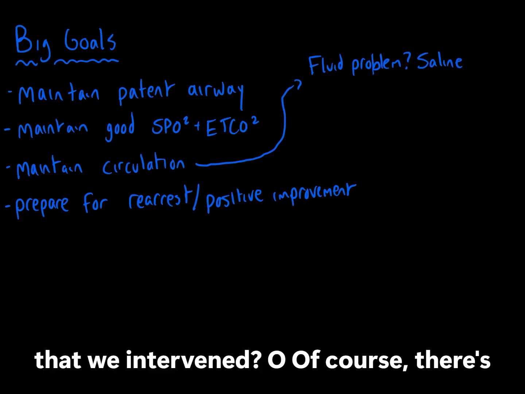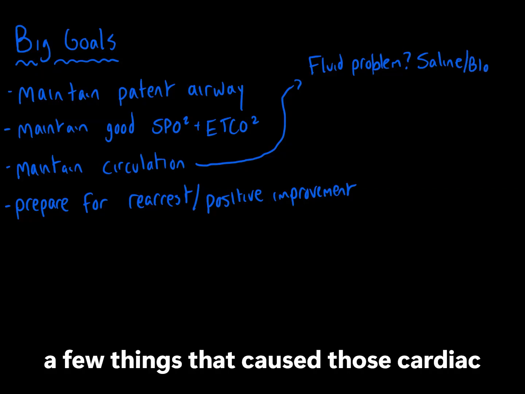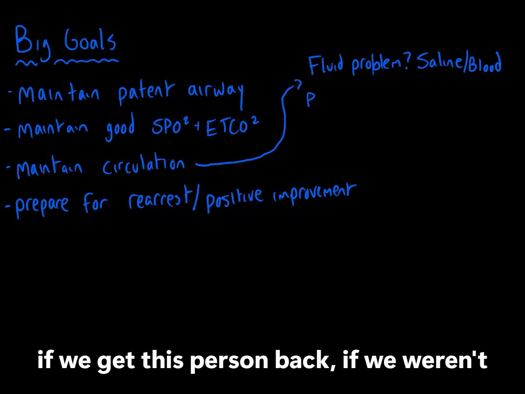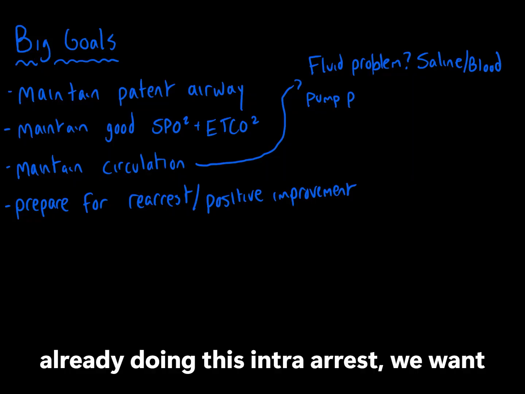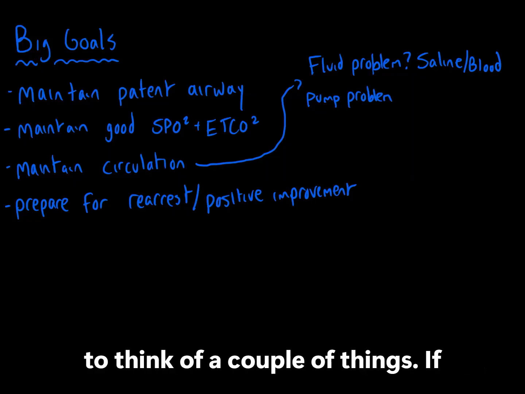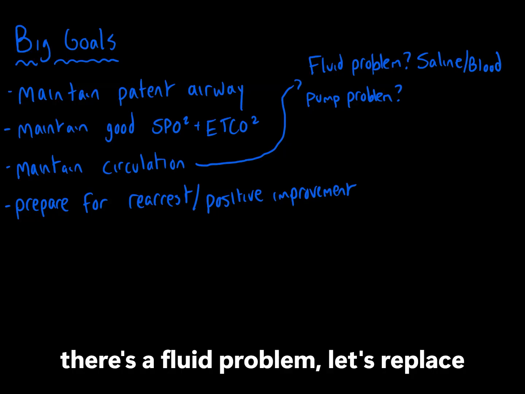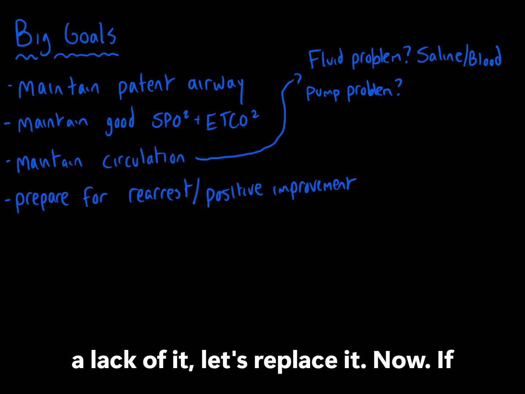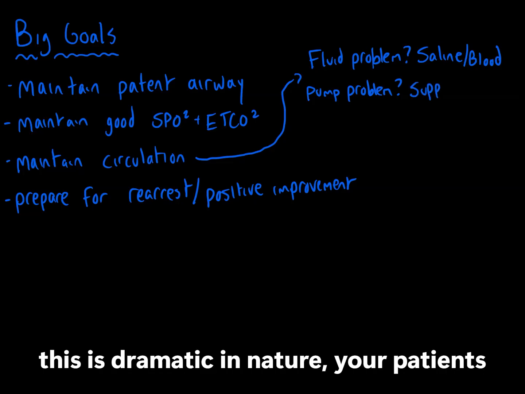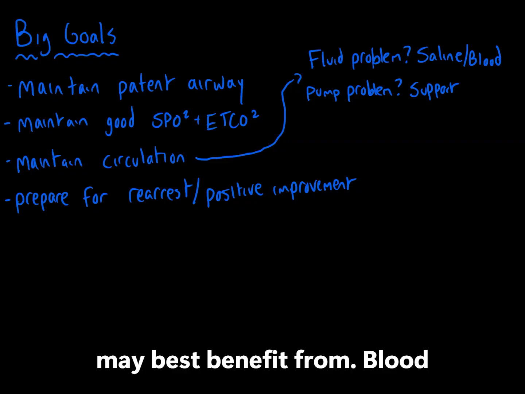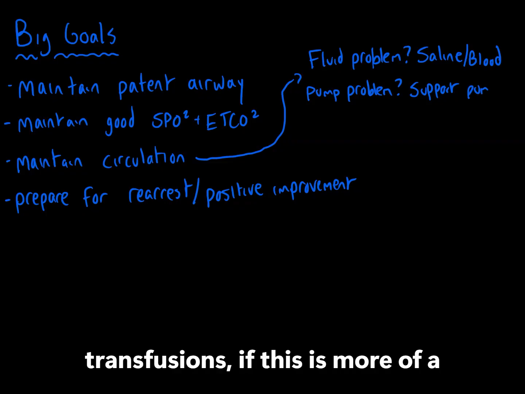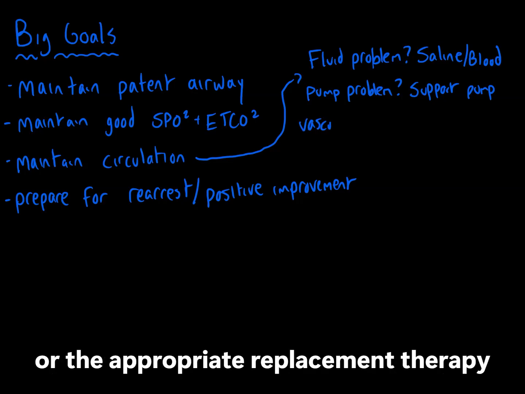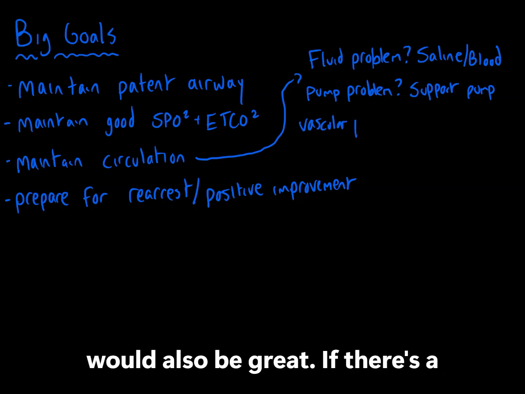So, of course, there's a few things that cause those cardiac arrests. And post resuscitation, if we get this person back, if we weren't already doing this intra arrest, we want to think of a couple things. If there's a fluid problem, let's replace it. If there is a true volume problem or a lack of it, let's replace it. Now, if this is traumatic in nature, your patients may best benefit from blood transfusions. If this is more of a hypovolemia, saline or lactated ringers or the appropriate replacement therapy would also be great.